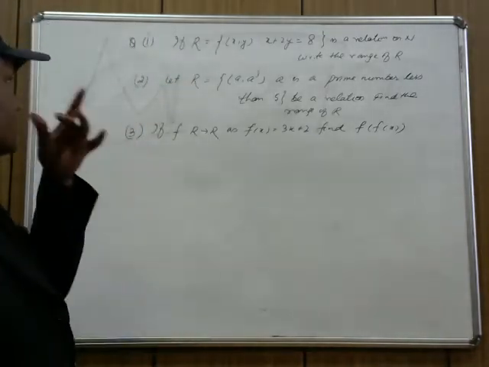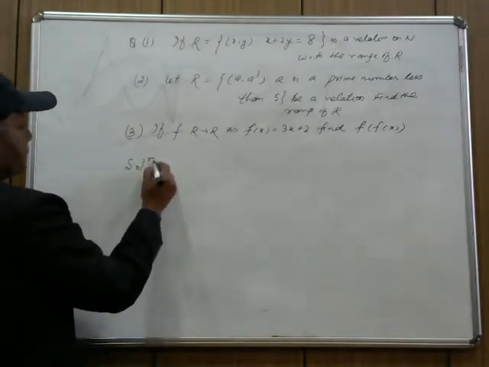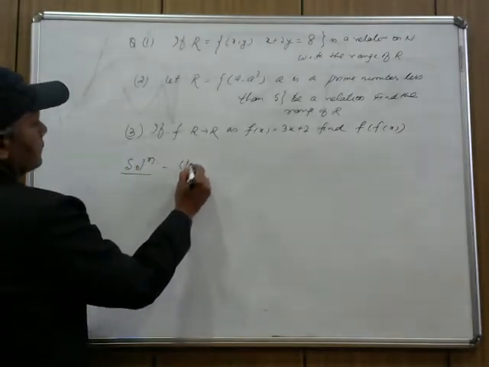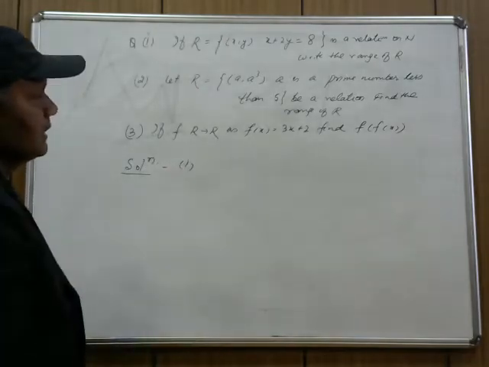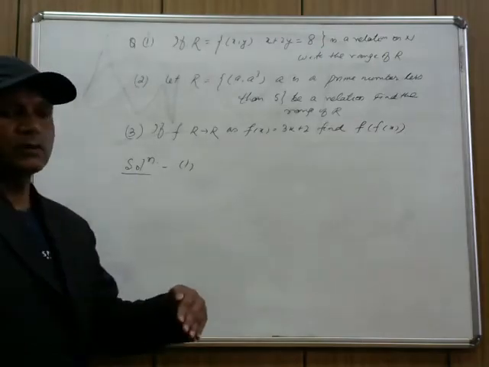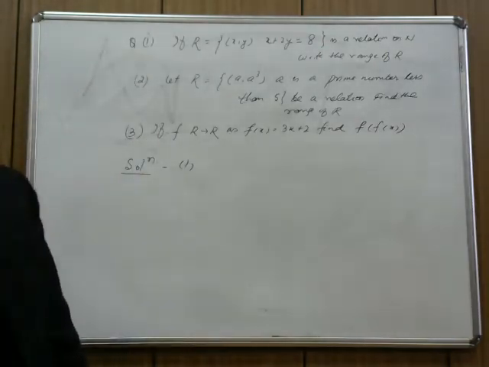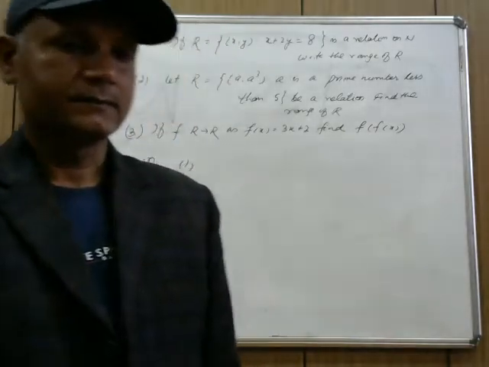Right. First question: (x, y) such that x plus 2y is equal to 8. See, we can take any number for x. If I take x is equal to 1, then I will get 2y is equal to 8 minus 1, that is 7.